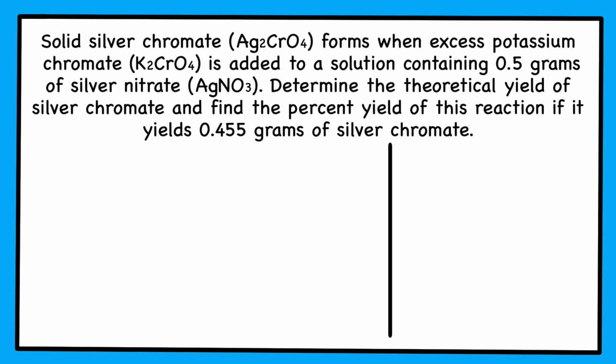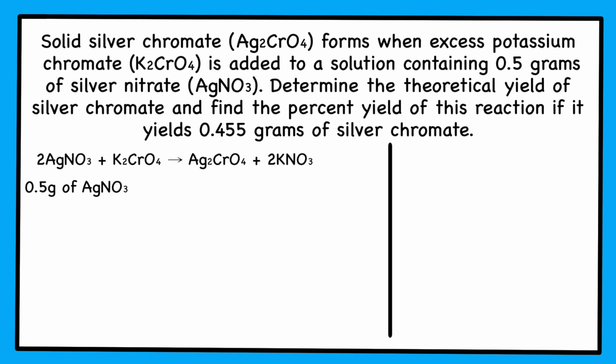Since there are two compounds on each side of this equation, it is going to be a double replacement reaction and should read, once balanced, 2AgNO3 plus K2CrO4 yields Ag2CrO4 plus 2KNO3. Now we must solve for our theoretical yield in this reaction. We have 0.5 grams of silver nitrate and we want to find how many grams of silver chromate is produced. This is nothing more than a mass-to-mass problem.